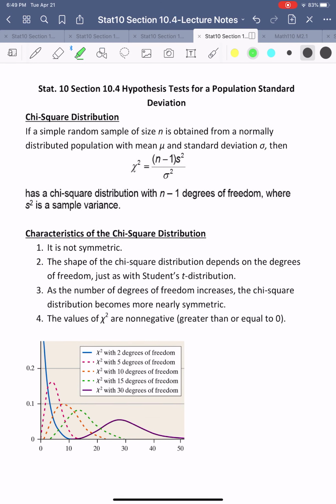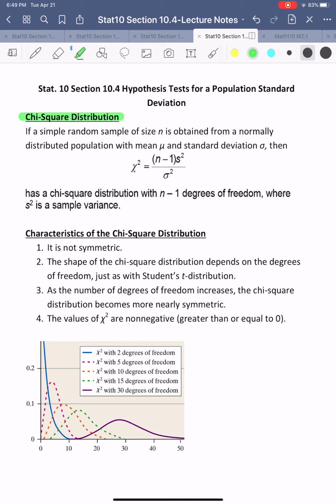Hello, this is section 10.4, hypothesis test for the population standard deviation. We had the hypothesis test for the population proportion, the population mean, and now this is the population standard deviation. The chi-square distribution is what we're going to use right now.